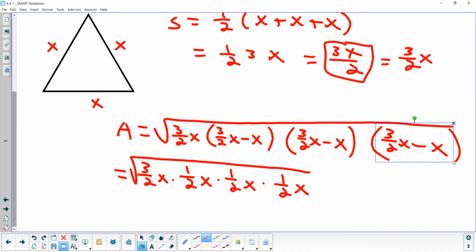Now, read what that says. 3/2 times x times 1/2 times x times 1/2 times x times 1/2 times x. That's all multiplication. Aiden, if I want to multiply all that stuff together, does it matter the order I do it in? No. So instead of having it written number, letter, number, letter, number, letter, let's put number, number, number, number together, and then letter, letter, letter, letter. So let's put it in that order.